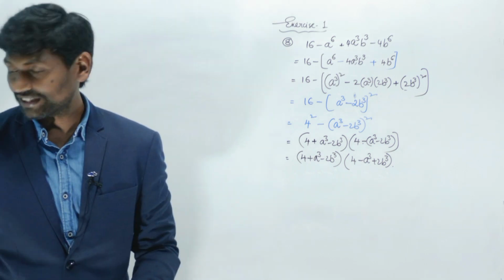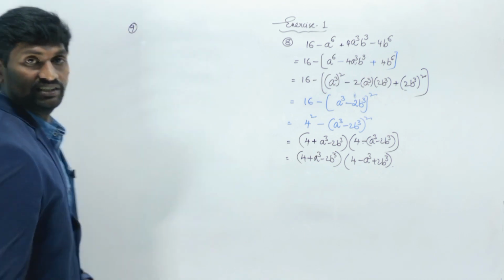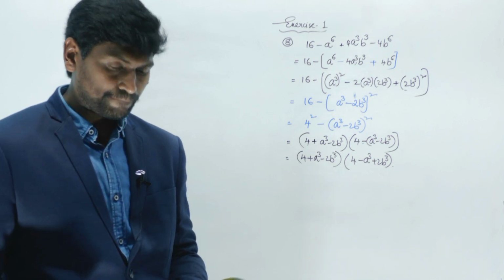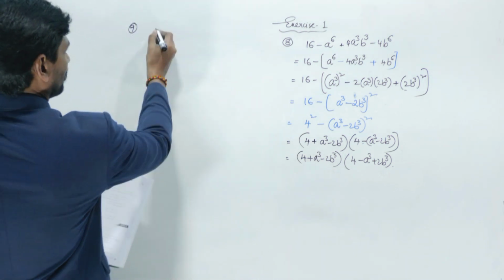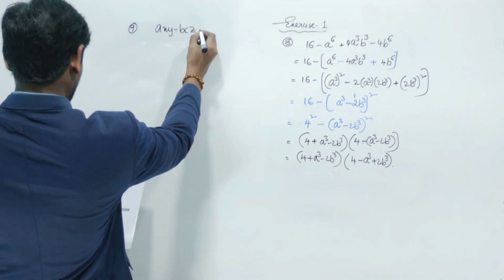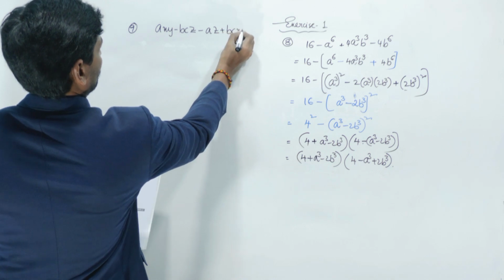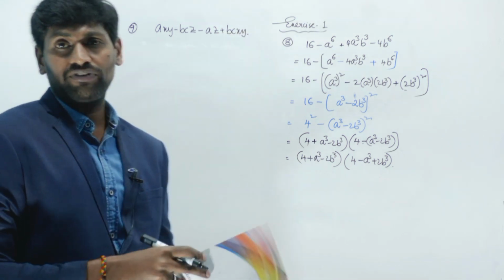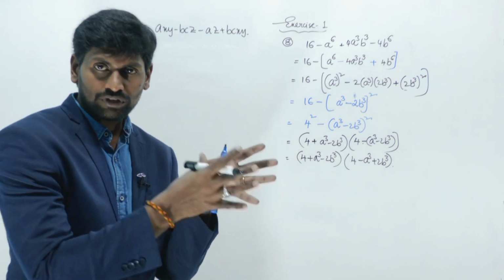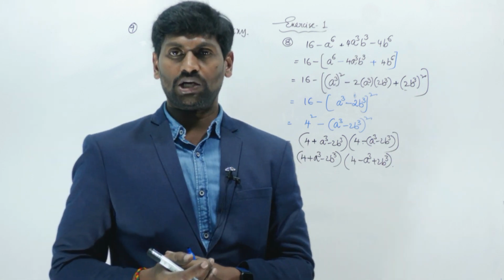The next problem is the ninth one. Problem number 9 is AXY minus BCZ minus AZ plus BCXY. Identify the common factors. There are 4 terms. How to do it? From 2 terms we should take the common factor, and from the remaining 2 terms we should also take the common factor.